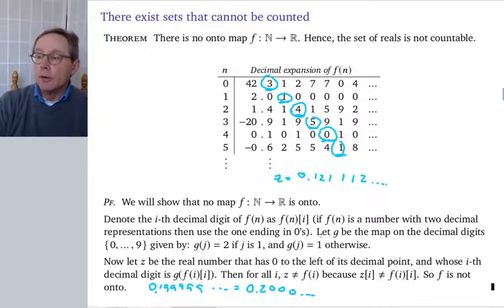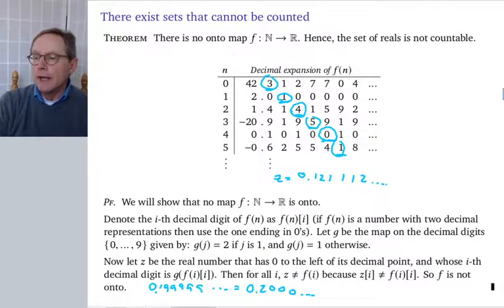Okay, so you let G take that G of j is 2 when j is 1, and G of j is 1 otherwise. So in other words, you switch all of the numbers in the array to a 1 if they're not a 1. But if it is a 1, you switch it to a 2. No 9s and zeros. Problem goes away. All right. Anyway, back to the proof. So now you let Z be the real number that has 0 to the left of its decimal point and whose ith decimal digit is G of, it's a little difficult to write down. It's not hard to understand, difficult to write down. G of F of i, the ith decimal place.